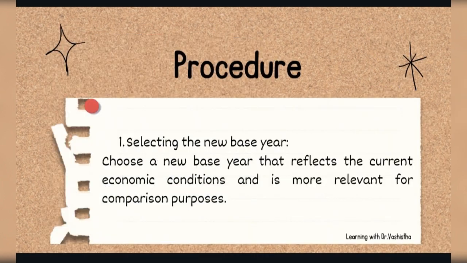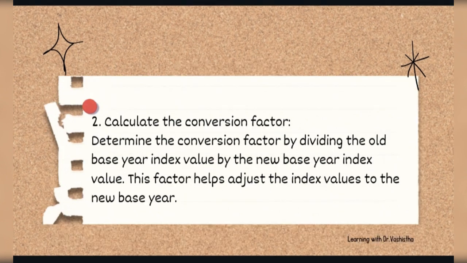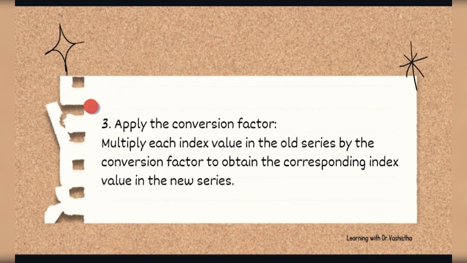Stepwise, we'll see how it's done. The very first step is choosing the new base year, and that has to be the one year that most aptly reflects the current economic situation. Second step is calculating the conversion factor, which is simply done by dividing the old base year index value by the new base year index value. Now where will this conversion factor be used? It will be used to develop the new series. How? By multiplying each index value in the old series by this conversion factor to obtain the corresponding index value in the new series.